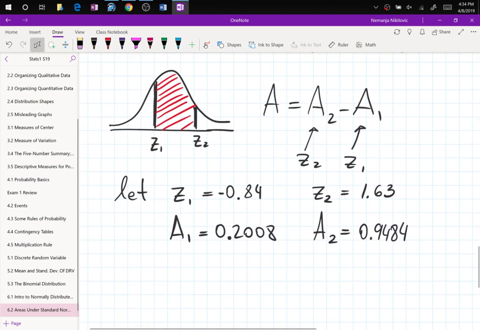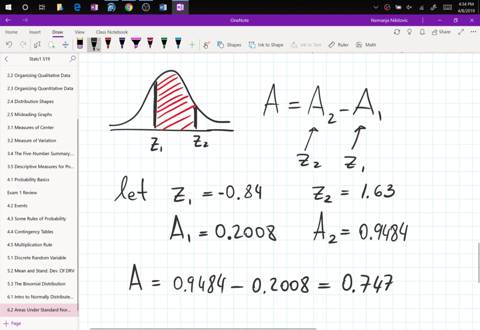And now we subtract these two numbers. Area is going to be 0.9484 minus 0.2008. This is equal to 0.7476. Two zeros and a 5. Then this is going to be a 9 over here.